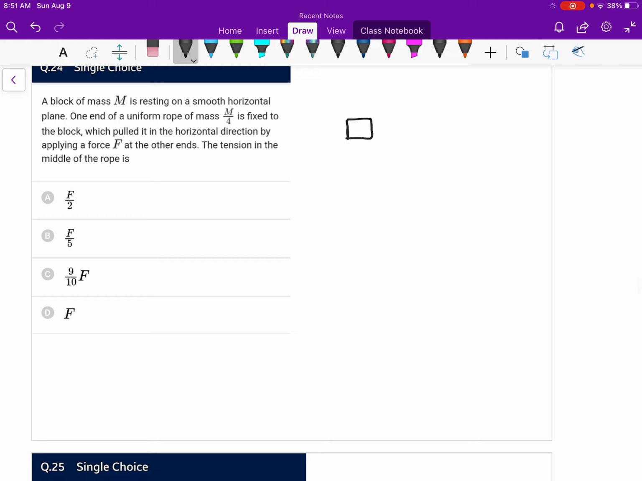A block of mass m is resting on a smooth horizontal plane, and one end of a uniform rope of mass m by 4 is attached. This is the block resting on a smooth horizontal surface. This is the string, and we are pulling this string with force F. We need to find the tension at L by 2, the half of the rope. This mass is m and this mass is m by 4. So for the rear part, let's say the tension at the middle of the rope is T. So this is m and this is m by 8.